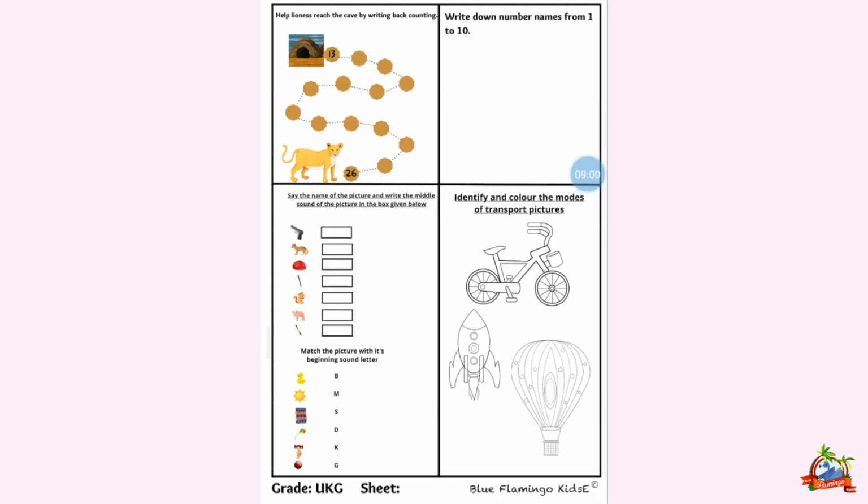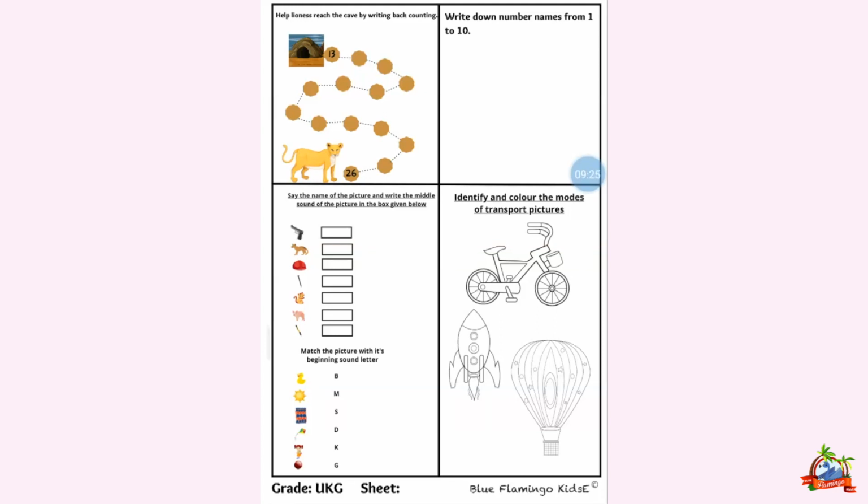Let us move to our English portion. The question says, say the name of the picture and write the middle sound of the picture in the box. इसमें आपको क्या करना है? In this you have to write the middle letter. बीच का लेटर राइट करना है बॉक्स में. जो भी पिक्चर दिए हैं इसका जो बीच का लेटर होगा, मीन्स मिडिल लेटर, वो आपको राइट करना है.